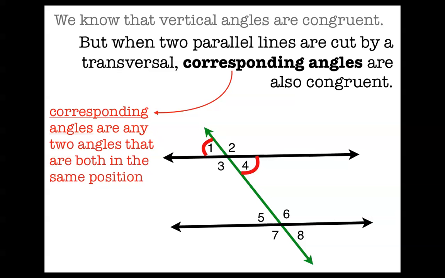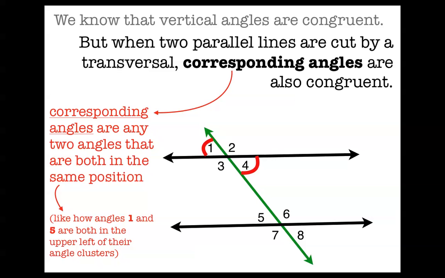So angle 1 and angle 5 should be corresponding to each other. Corresponding angles are any two angles that are both in the same position. What I mean by that is like how angles 1 and 5 are both in the upper left of their angle clusters. So angle 1 and angle 5 are going to match each other. They are going to be congruent. That means that angle 4 and angle 5 are also going to be congruent. Since 1 is congruent to 4, and 1 is congruent to 5, 4 must be congruent to 5 as well.